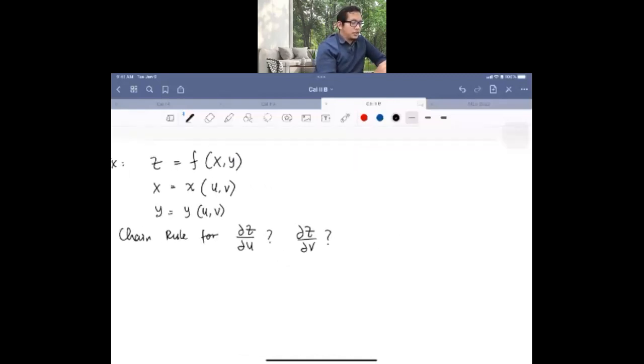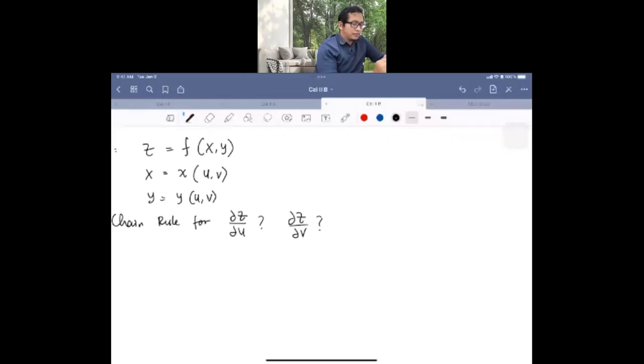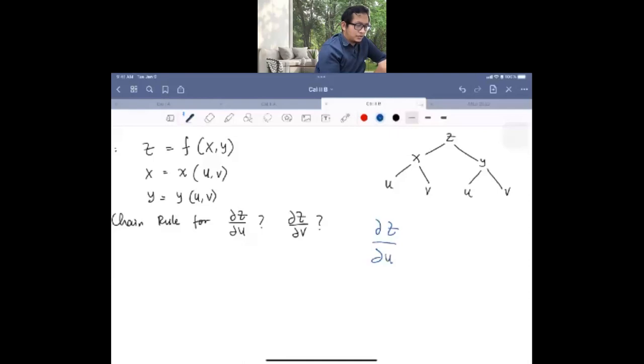Now we start with the same diagram: z, then it has x and y. But from x and y, we have another two, u and v. So if we want dou z dou u, we need to connect z to u. And we have two paths, right? This path and this path. I hope that's very clear.